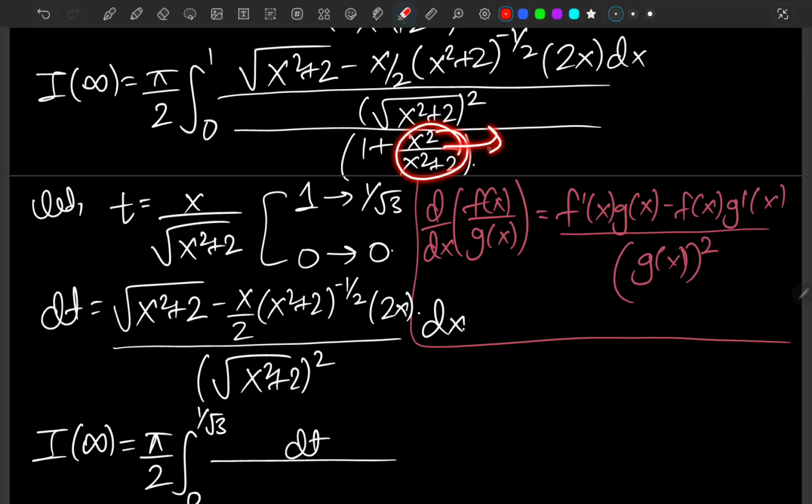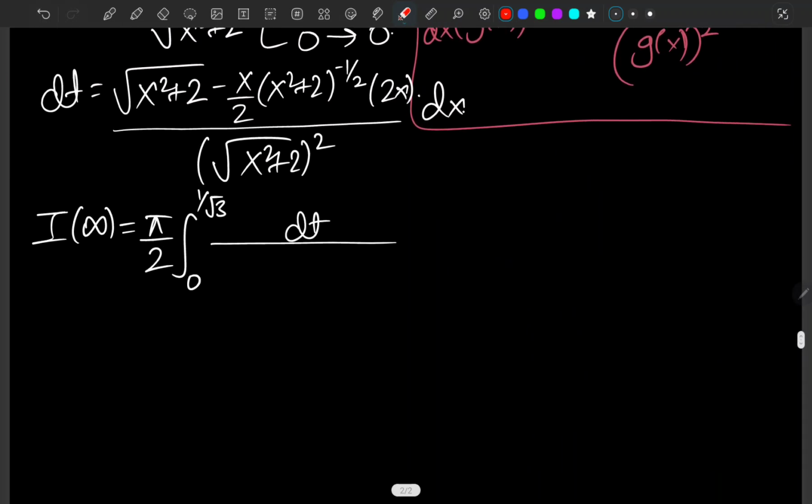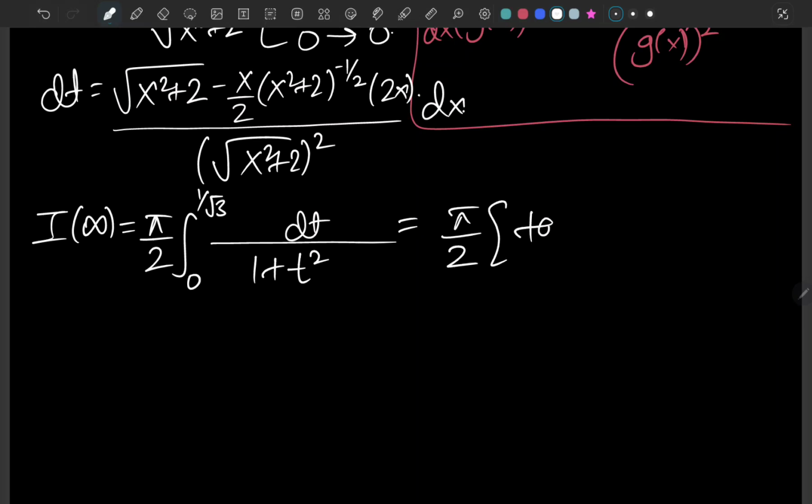this is just t squared. When you square this, that's going to give us x squared, and this becomes t squared, right? So it's 1 plus t squared, and this is just a basic integral: pi over 2 arc tangent of t evaluated from 0 to 1 over square root of 3.